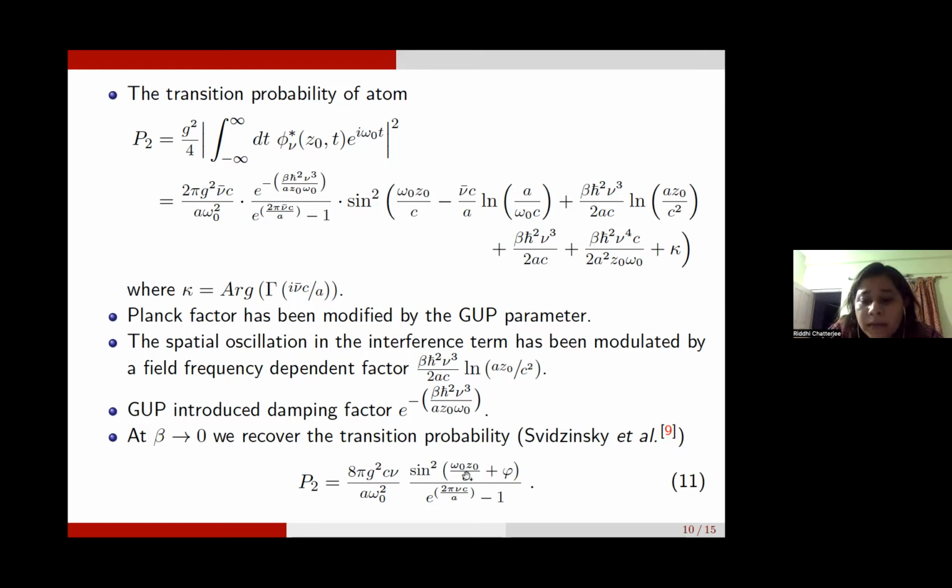And here the terms are the same, the position dependent term, omega zero Z0 by C is common in both cases. But here we get another additional position dependent term introduced by GUP, and this depends upon field frequency. And this term, as mentioned in this paper, such position dependent terms are related to Fano interference. So this is an interesting term in this expression, and these four terms are basically again beta dependent factors, which we will treat as constant phase factors.